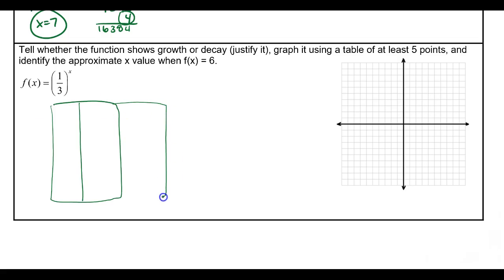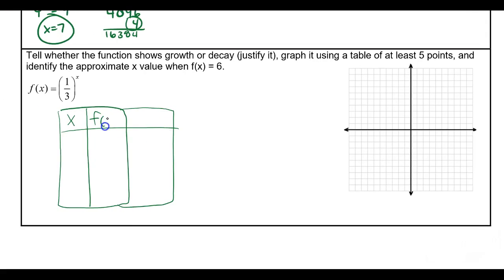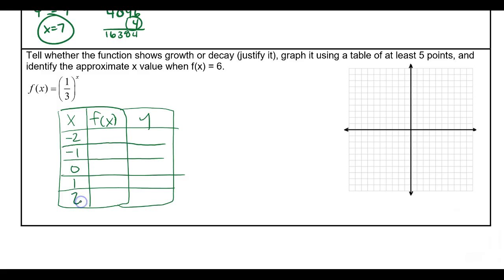So let's make 3 columns. The first column is going to be our x. The next one is going to be us plugging in the value, so f of x. And the last one will be our y value. Okay, so we want to plug in 5 points. So let's make 5 rows. And let's use -2, -1, 0, 1, and 2. You always want to use those values. It's usually enough to figure out your graph.